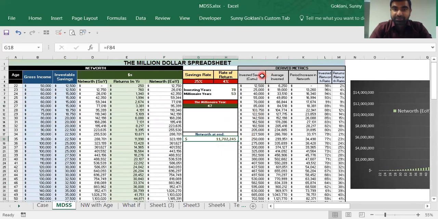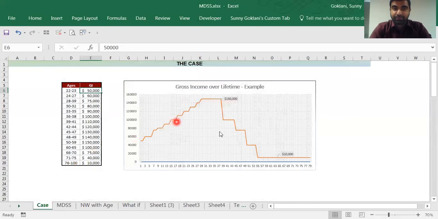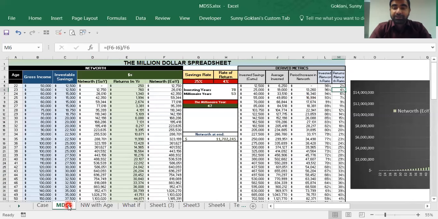These are some derived metrics, which calculate how much cumulative savings he invested. This just adds the cumulative amount of savings, the average amount of dollars invested in that year, upon which we will calculate the percentage return, the period increase in net worth, and the ratio of invested dollars and returns to net worth. So that's basically how the sheet works. And that is the scenario we're taking: 25% savings rate, 4% rate of return, and this is the income profile of this guy. Everything from here on would be my interpretation of the results that this sheet generates.